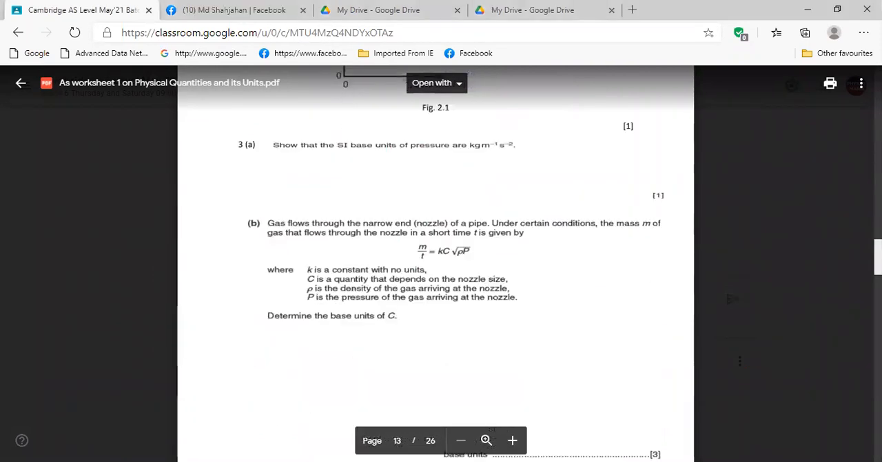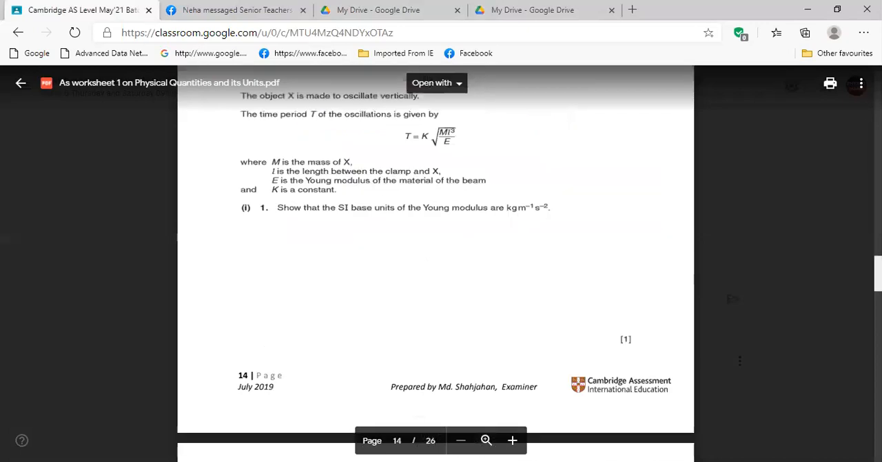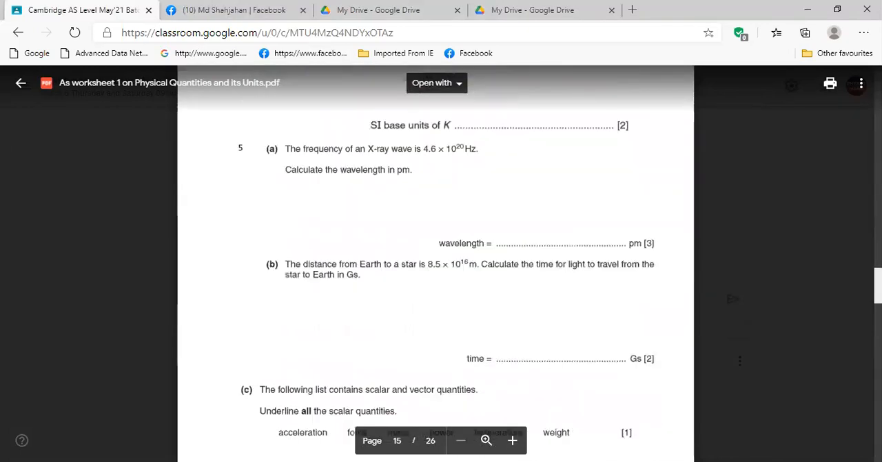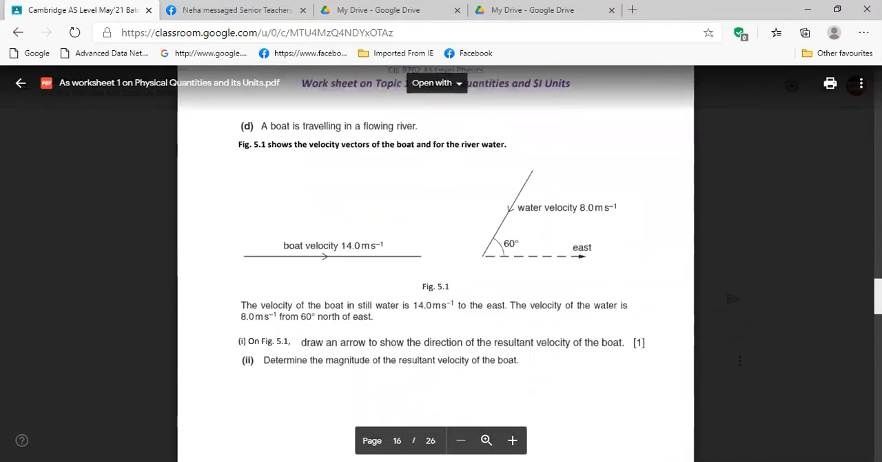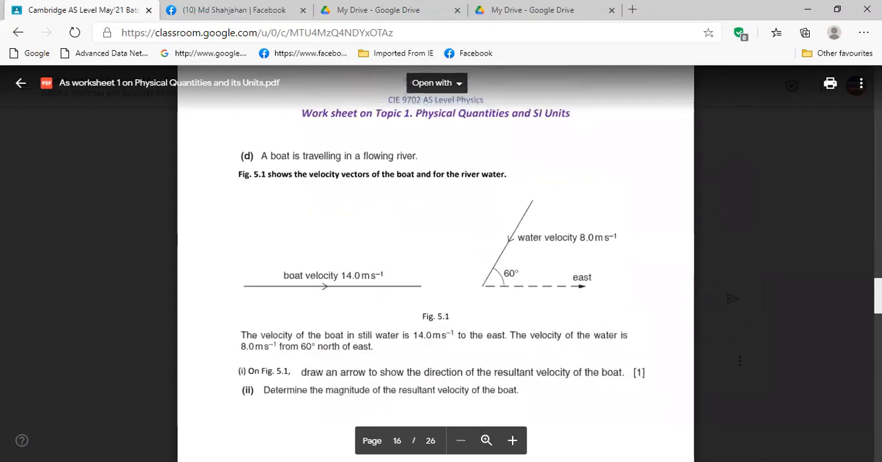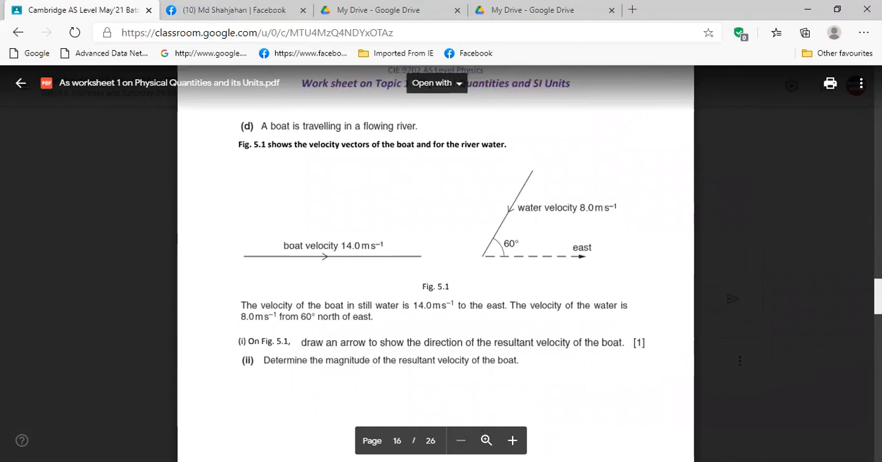We are going. Here we go, huh? This one. This is 5D. Okay, can you read it? Navid. Sir, I can. Yeah, yeah.